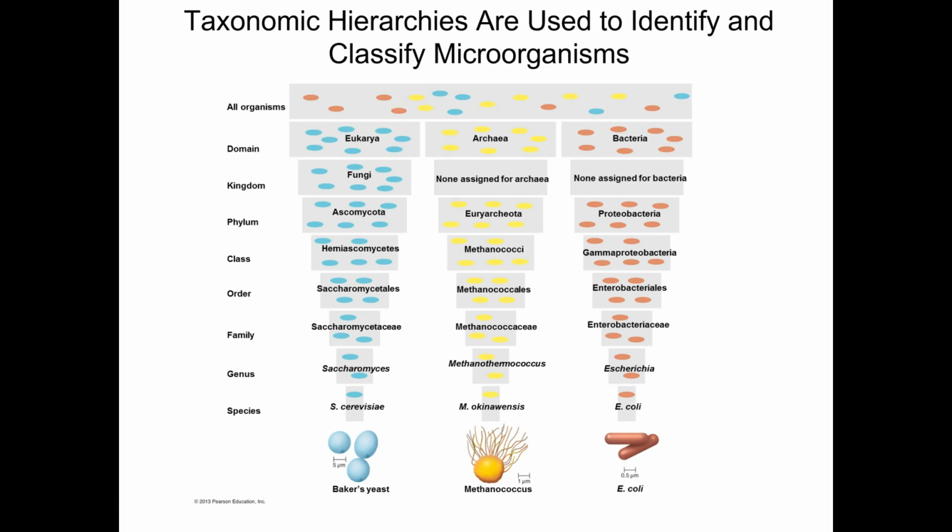E. coli is in the phyla Proteobacteria. It belongs into the class Gamma Proteobacteria. And within that class, it belongs to the order Enterobacterales. And with the family, this may be somewhat familiar, they're in family Enterobacteriaceae. And then we all know the genus, Escherichia, and the species coli.